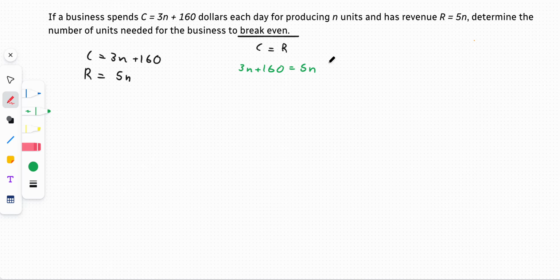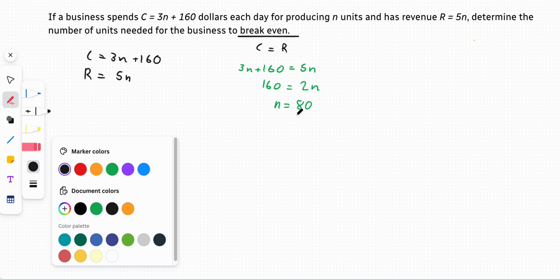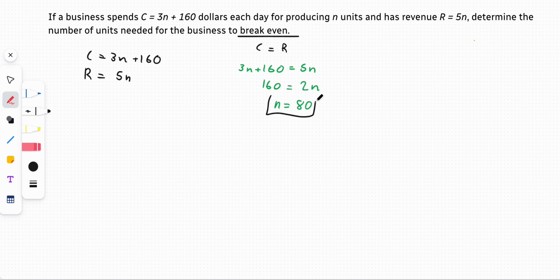As we see, we only have one variable, so this is going to be very, very simple. So if we do this, we subtract 3n from both sides and we get 2n equals 160. So this means that n is simply equal to 80. Okay, so we only have one variable to deal with, but we are using the same idea of substitution. This basically tells us that we need to sell 80 units to break even, or to basically prevent our business from spending more than they have generated in terms of money. Okay, so that's pretty simple, and that's how we do that question.